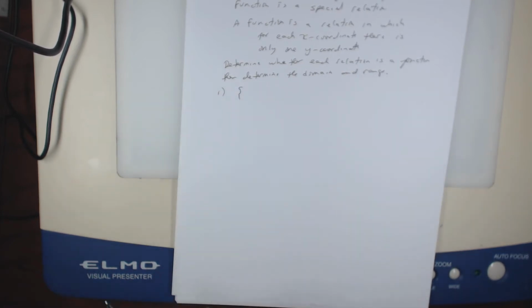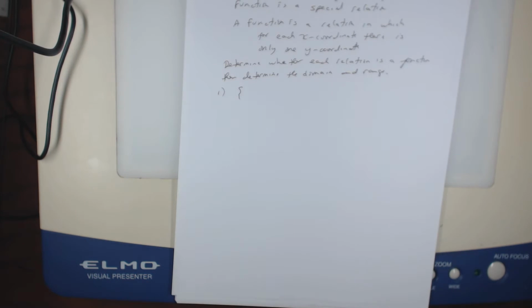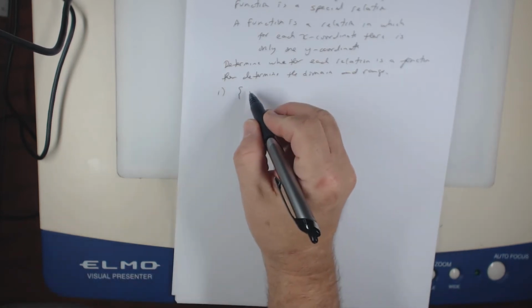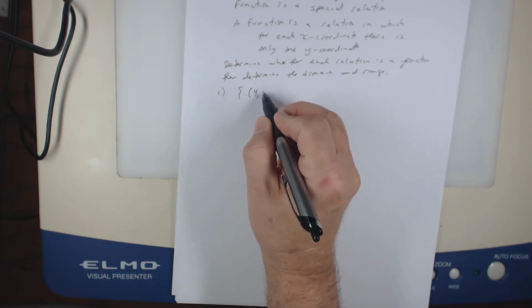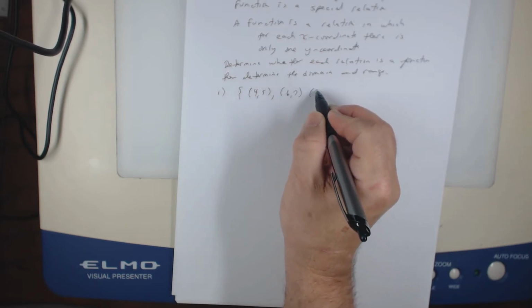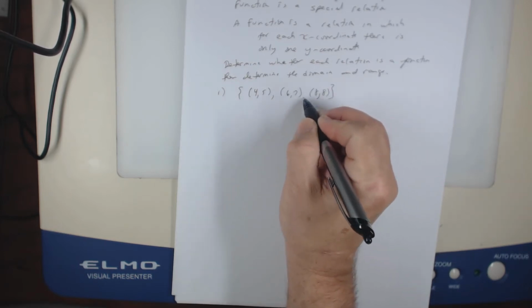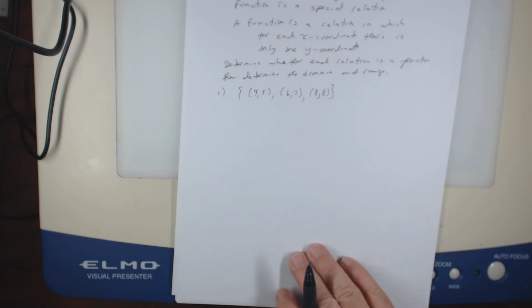All right, so the way that this will be represented will be written as a set of ordered pairs, because that's what the definition of relation is, a set of ordered pairs. So let's suppose we had the ordered pair 4, 5, comma, the ordered pair 6, 7, comma, and the ordered pair 8, 8. So y'all agree that's a relation. Why is that a relation? A set of ordered pairs. It has how many ordered pairs? Three. All right. Now, we need to determine if that's a function.